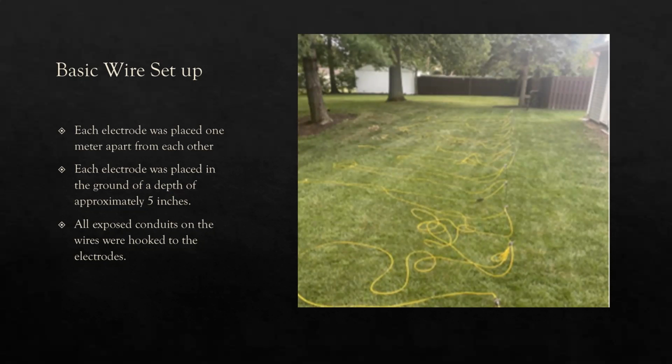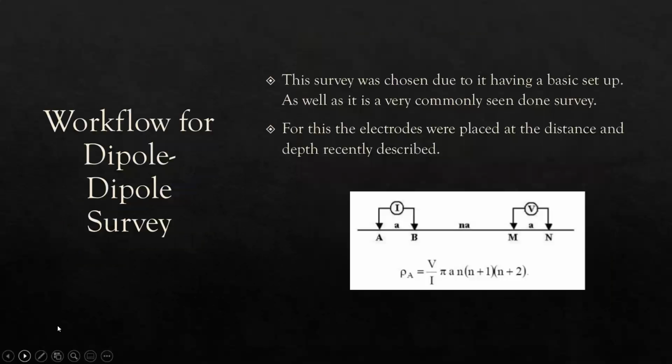And then the exposed conduits, which you can see are attached to the yellow wire, are hooked to each electrode. And then what you can't see behind this picture is where the switch box connects these together, then that's connected to the SuperSting, it's all connected to a battery, and last but not least, it is plugged into my computer.